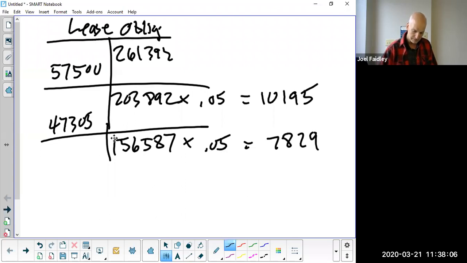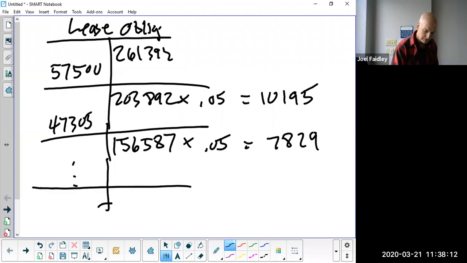Have to do this part, but there it is. It's going to change every year. What's going to happen at the end? Eventually that's going to be zero, because you own it. At the end you've got an asset, the obligation's gone, you own it. It's like a mortgage payable, very similar.